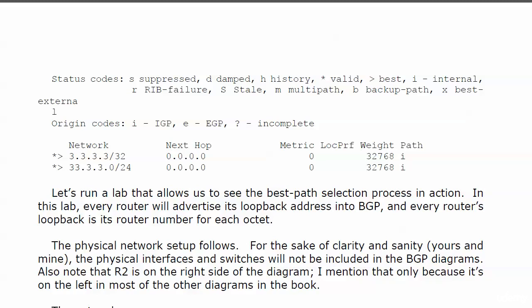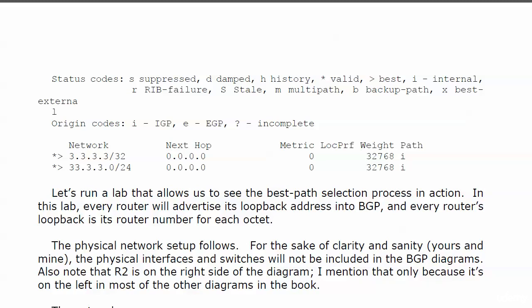Now we're going to run a lab that allows us to see the best path selection process in action. And I have pre-configured this lab. I'm going to show you why in just a moment, but they're all commands that we've used to this point. I know you know how to check adjacencies and to create those peerings, and I know that you know how to use the network command. So when you see everything I did here, you're going to see why I didn't show it on video.